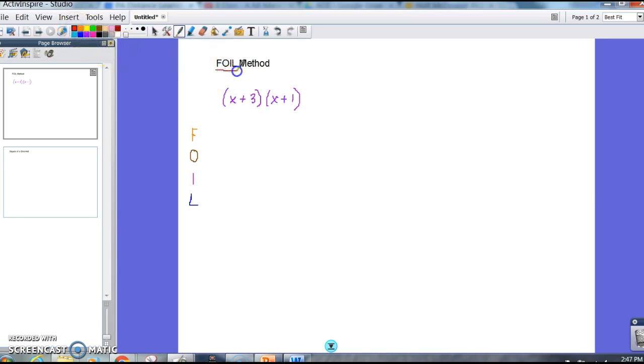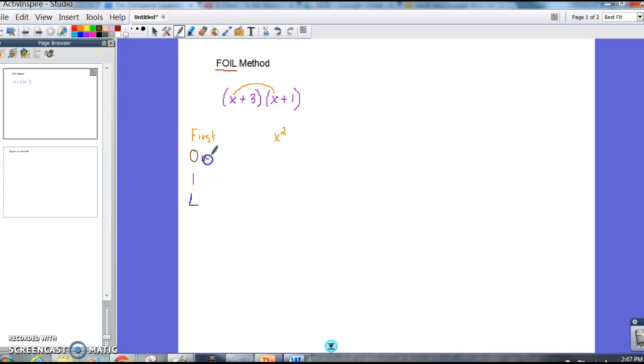And FOIL is just a fancy way to help us remember what it is we need to do. So, what do all these letters stand for? F stands for first. And what does that mean? When we refer to first, we're talking about the first term in each binomial, meaning I'm going to multiply the x and the x together. Okay, so that would give me x squared.